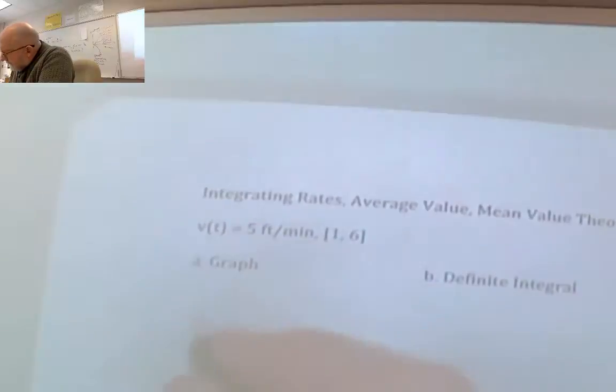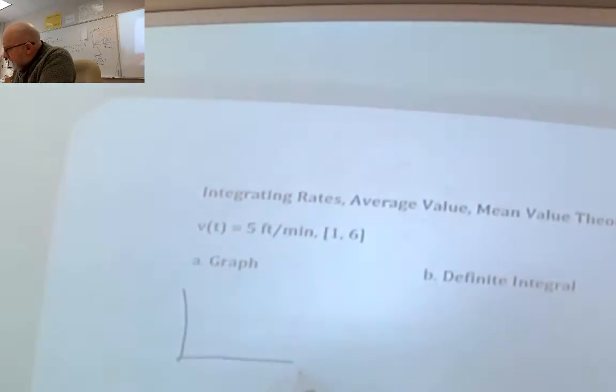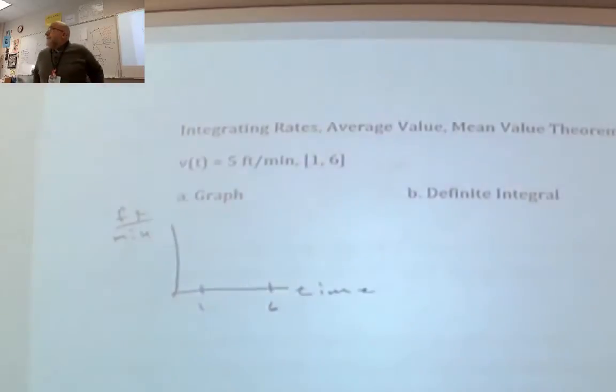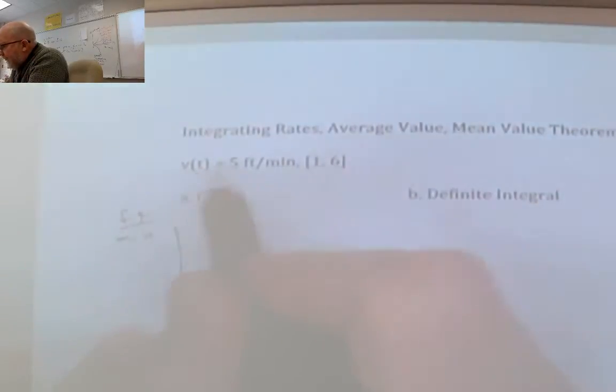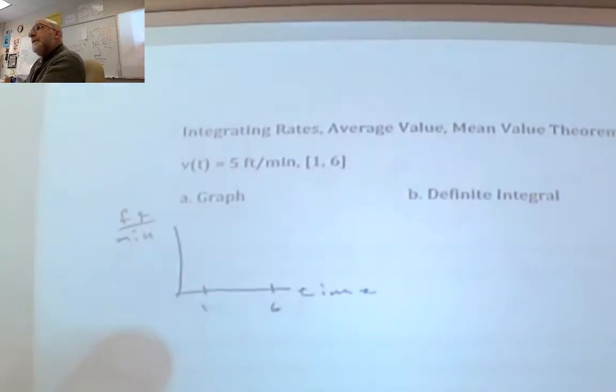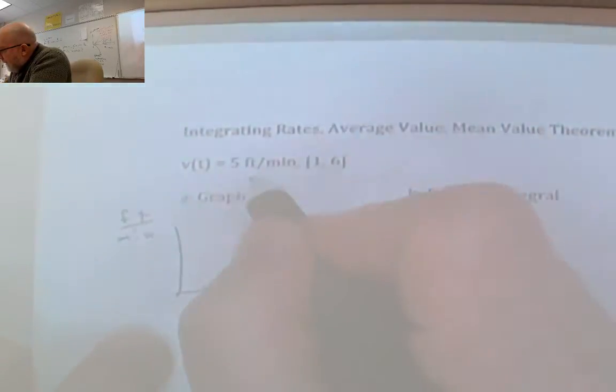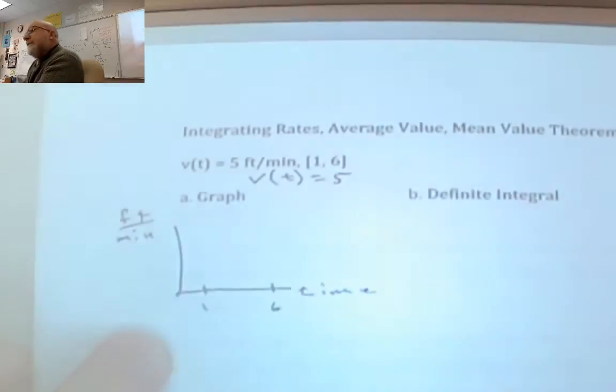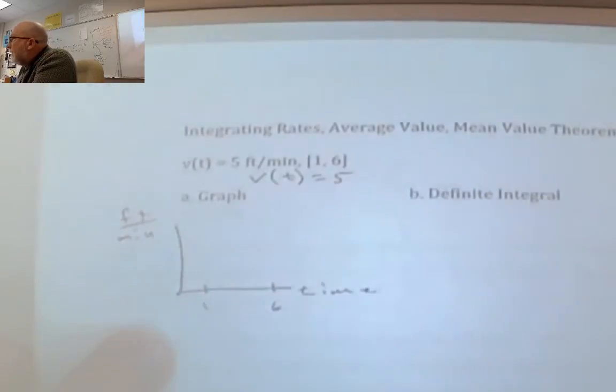Okay. So I'm going to graph this. This is time. This is feet per minute. This is 1. This is 6. Are we okay with that? Abby, you're told that V of t is 5 feet per minute. What does that graph look like? I'll write it down even. V of t equals 5. What's that look like? What kind of line?